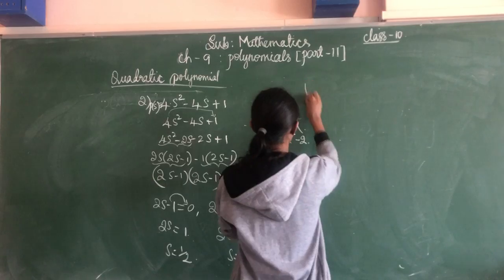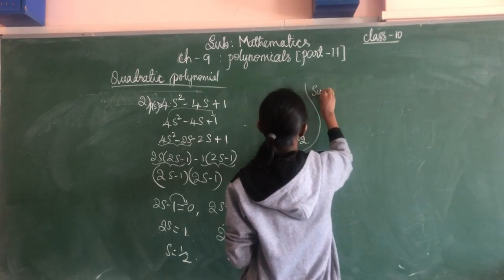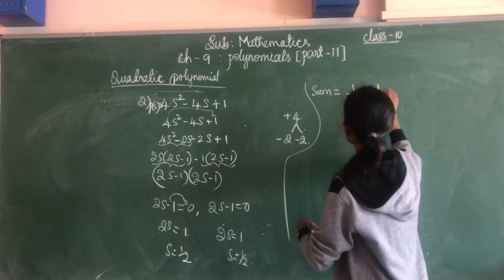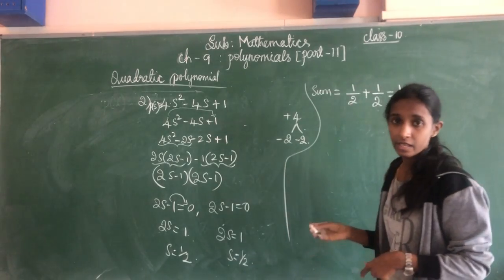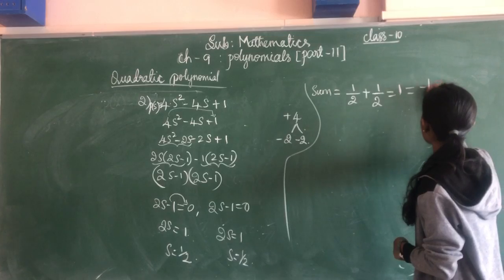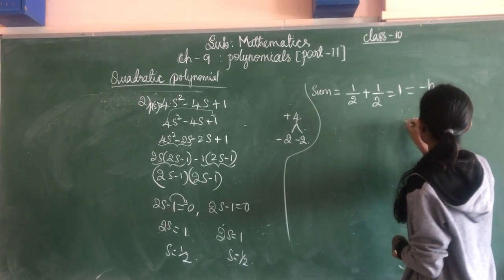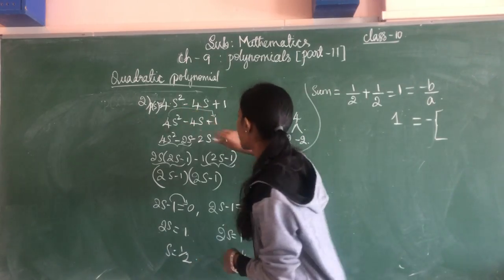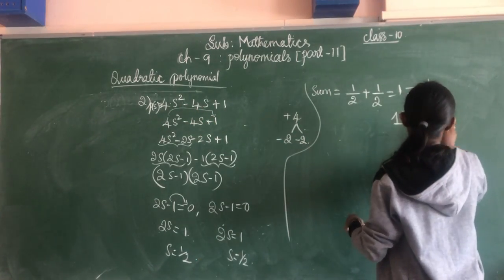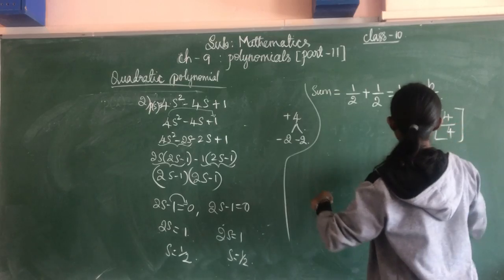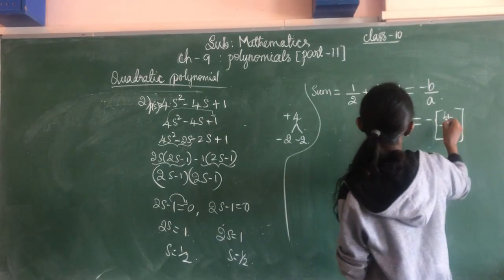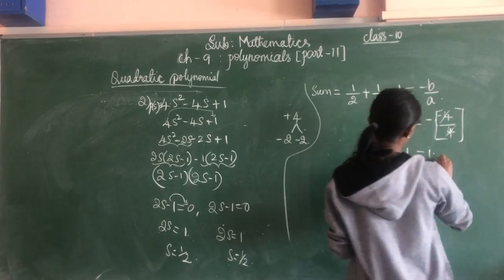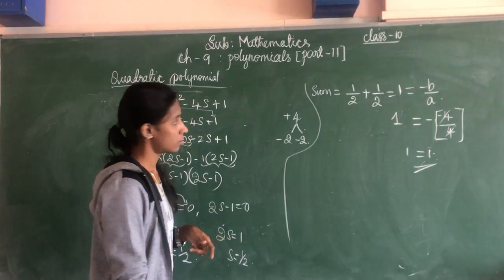Now, sum of the zeros. Sum is equal to 1 by 2 plus 1 by 2. That is 1. Isn't it? So, what is the formula? Minus b by a. 1 is equal to minus of, what is b? B is coefficient of s, yes, that is minus 4. A is 4. Sorry, it is minus 4, right? So 4 get cancelled, it is plus 1. 1 is equal to 1. So your answer is correct.